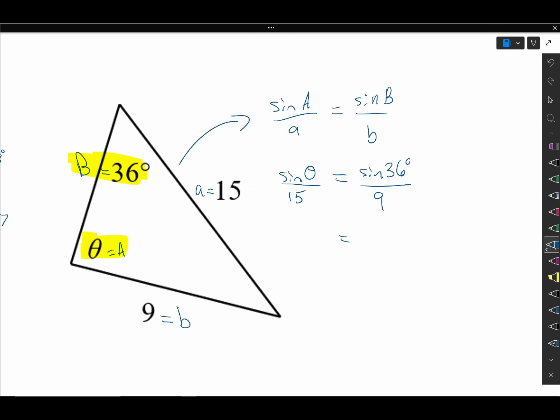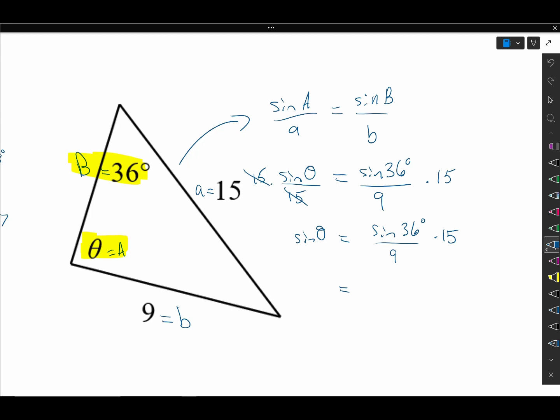Then we're performing some algebra. So we recognize that we will need to isolate for the sine of theta. In order to do that, I need to perform the opposite of dividing by 15. I'll multiply both sides by 15. Those will cancel out. I'm working with the sine of theta is equal to the sine of 36 degrees divided by 9 times 15. Great. Now, if you want to handle this all in one step, you can. You can take the inverse sine of both sides and then perform all of that in one step with your calculator.